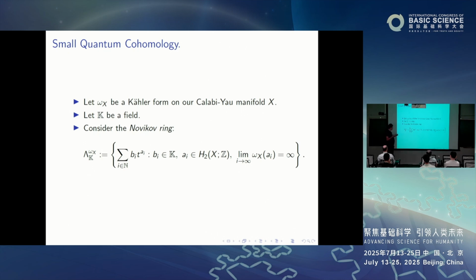So the small quantum cohomology is going to be an algebra over this ring, and it's a deformation of the cup product. And when you have a deformation, you want a deformation parameter, and there's this T here. This is some sort of completion of the group ring of H2. That's another way of saying it. And here I'm using omega, so it depends on the symplectic form.